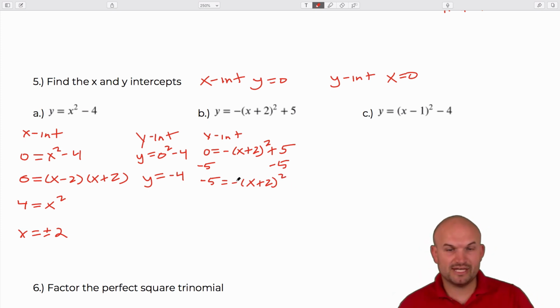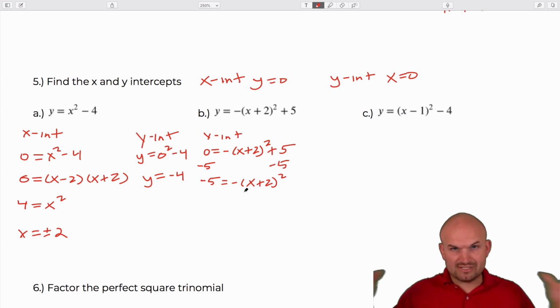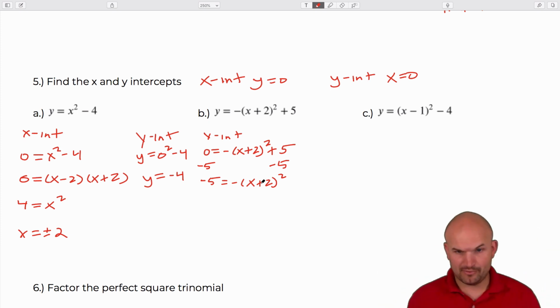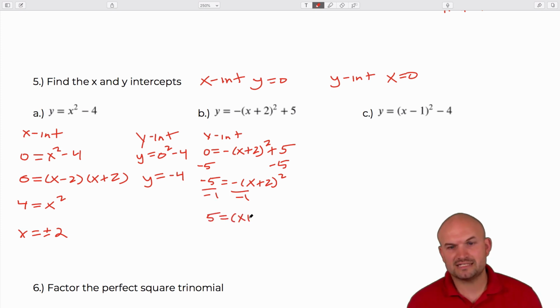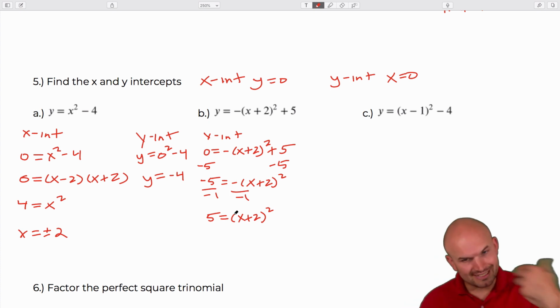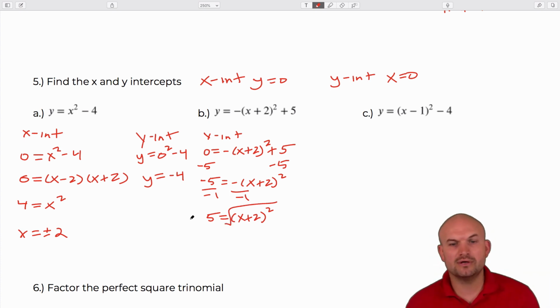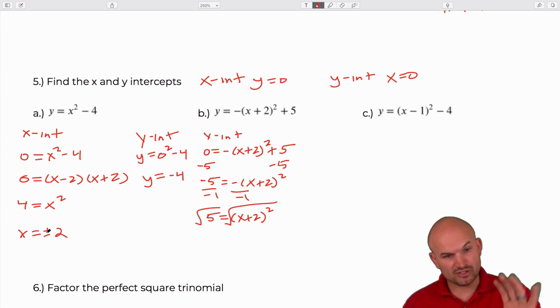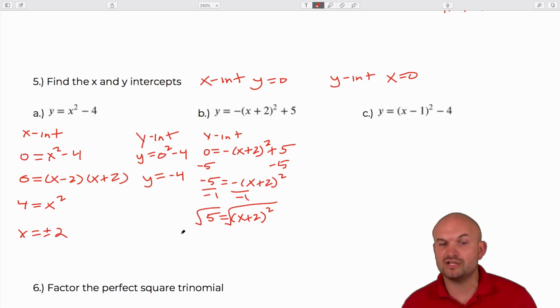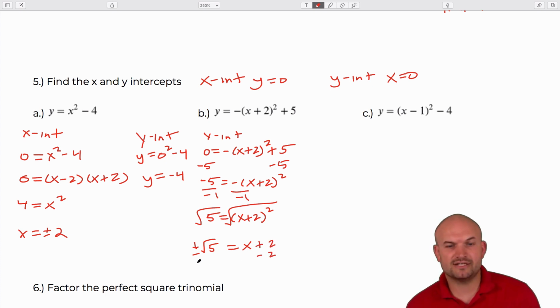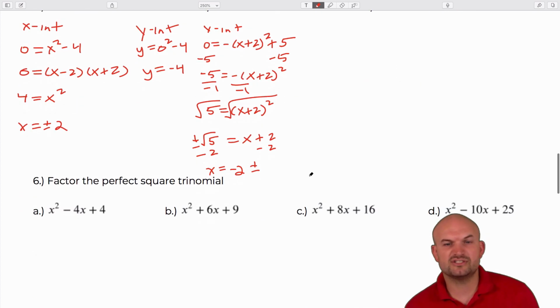Now I want to undo multiplication and division outside of my parentheses. So we're working outside in, right? It's the reverse order of operations. So I'm going to divide by negative 1. Then I get 5 is equal to (x plus 2) squared. Now, before I can get inside the parentheses, I have to undo squaring. So I'm going to take the square root. And again, remember, when you're taking the square root, you have to include plus or minus. So it's going to be plus or minus the square root of 5 is equal to x plus 2. And then I will just subtract 2 from both sides to give me x is equal to negative 2 plus or minus the square root of 5. Typically, we like to write the plus or minus in front of the radical.